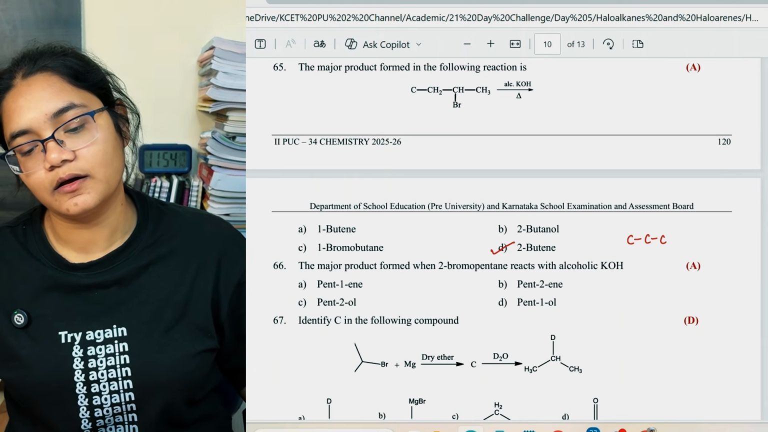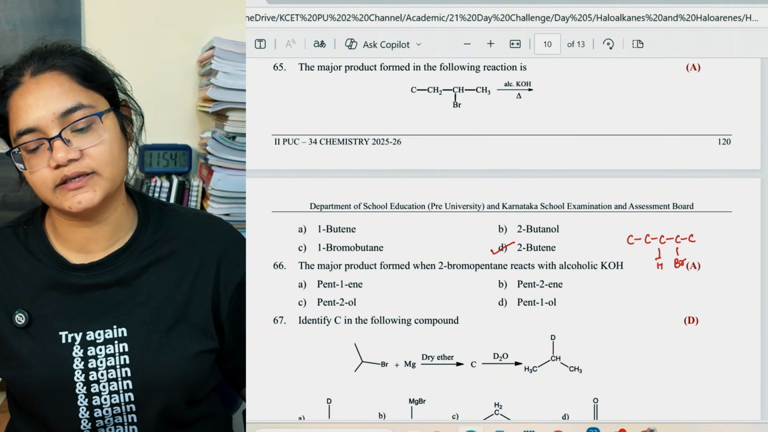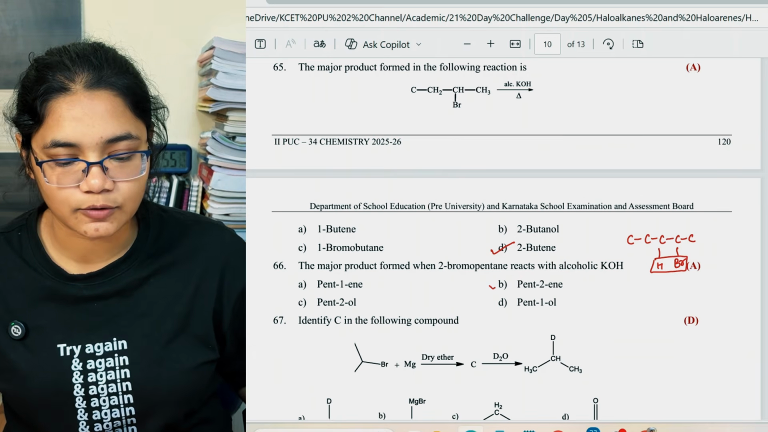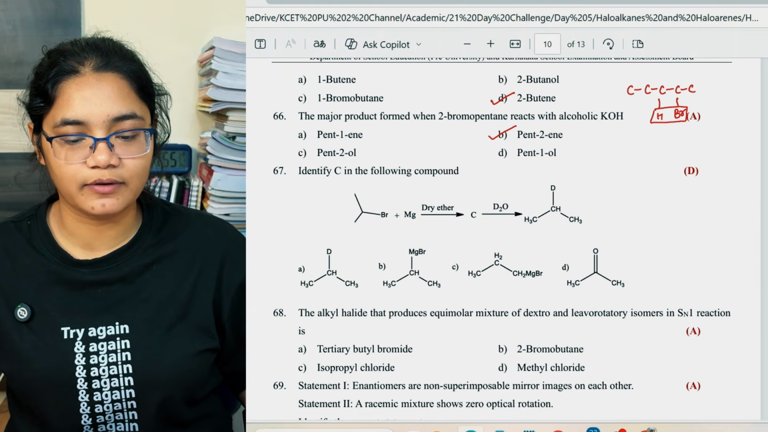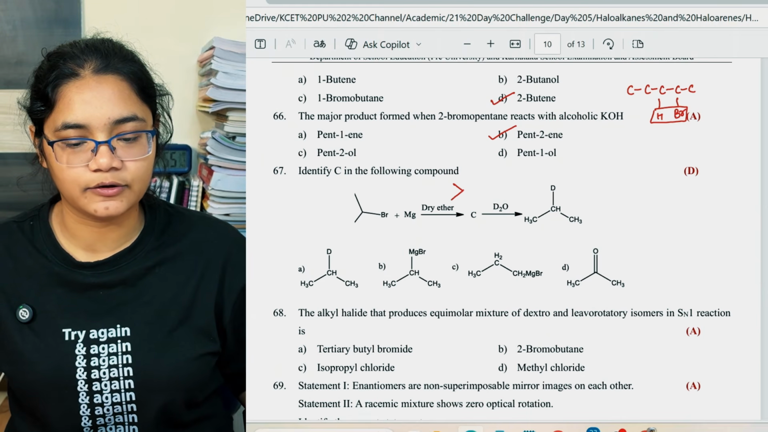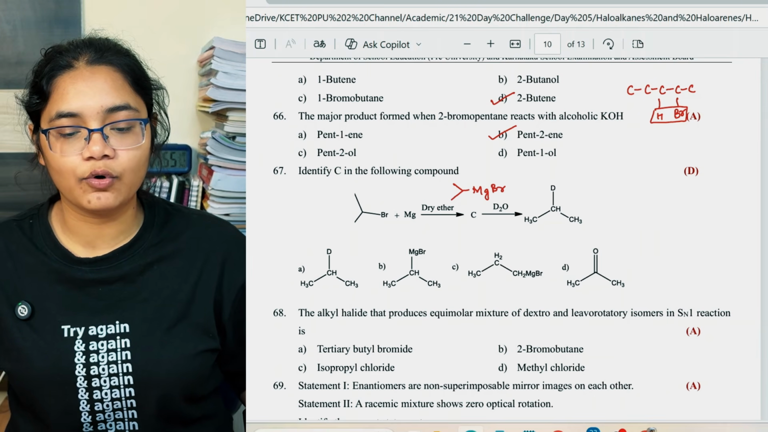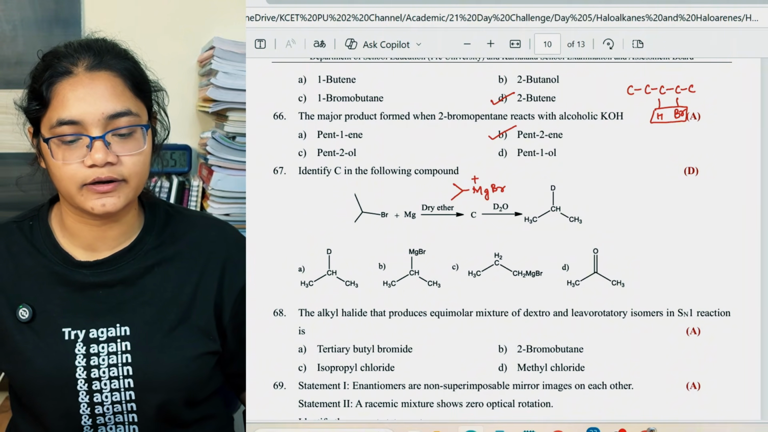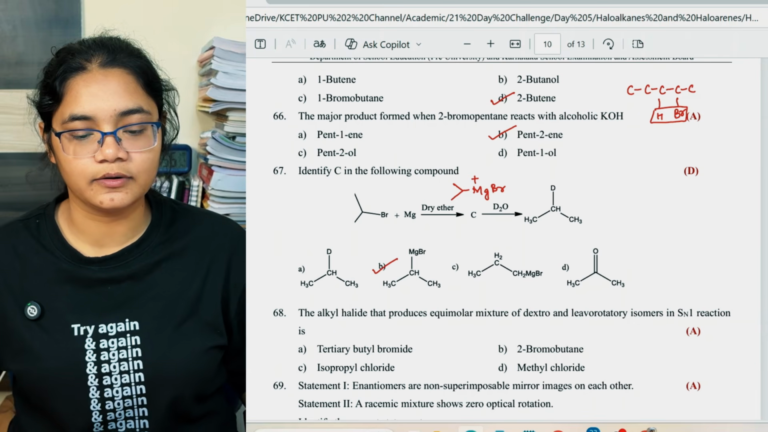So you have 2-bromopentane, and when it reacts with alcoholic KOH, HBr is removed, a double bond will come here, that is pent-2-ene. So option number B. Next is identify C here. So when you have dry Mg ether, what will happen, you will get a product like this where we have MgBr. D2O, what it will do, this is plus. Okay, so D will be attached here and this is the product here. So the question is asking you about C, that is your option number B here.